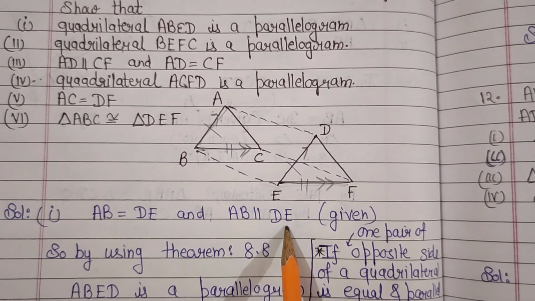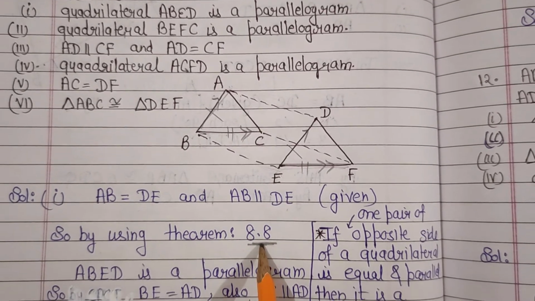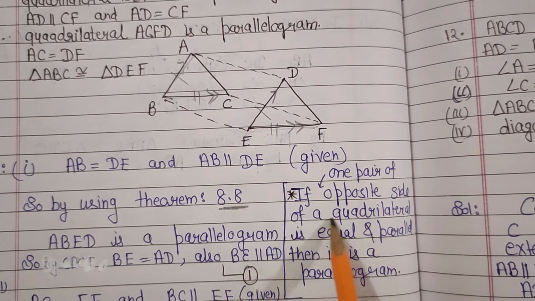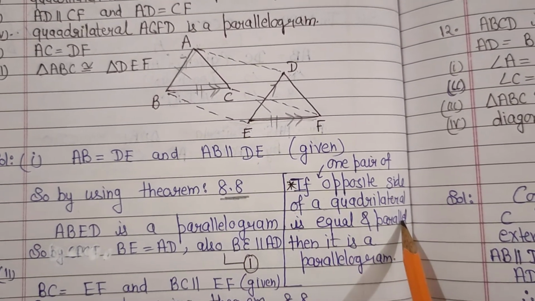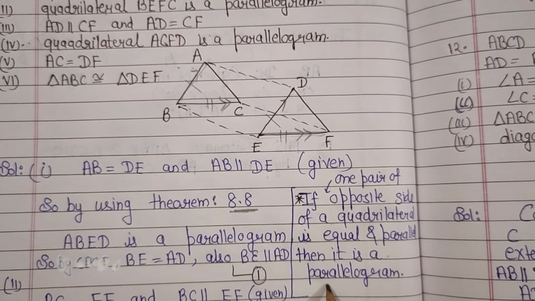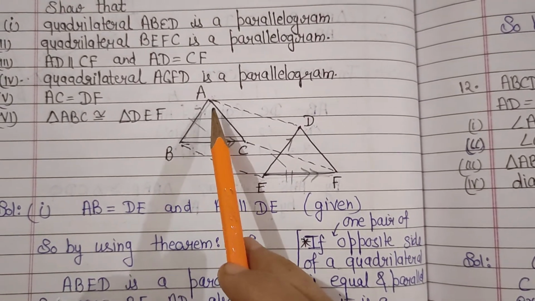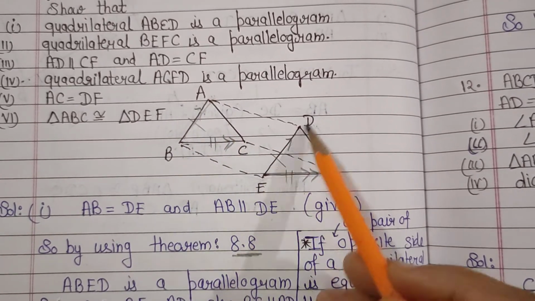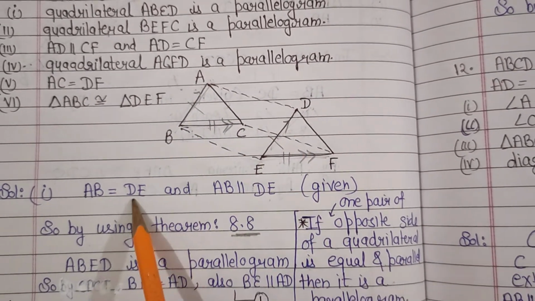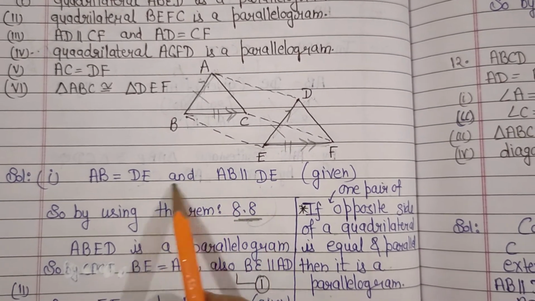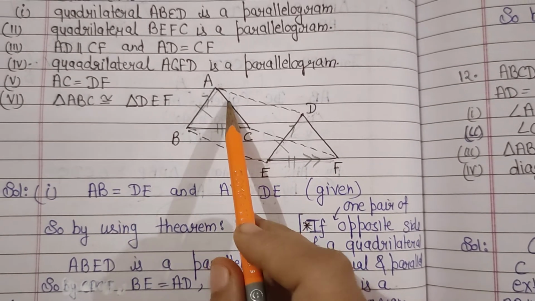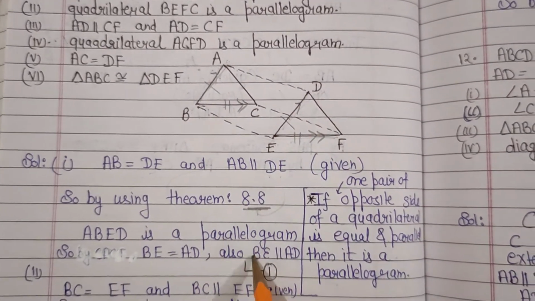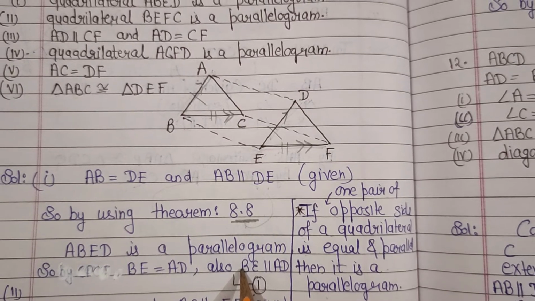Now there is a theorem, that is theorem 8.8: if one pair of the opposite sides of a quadrilateral is equal and parallel, then it is a parallelogram. If we apply the theorem to this quadrilateral, in which one pair of opposite sides is given equal and parallel, then according to that theorem, ABED is a parallelogram.